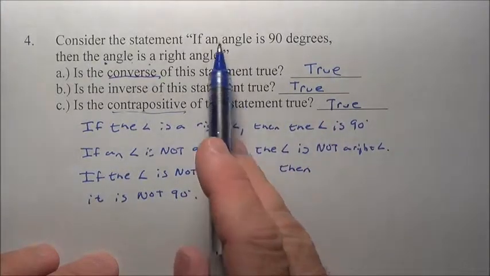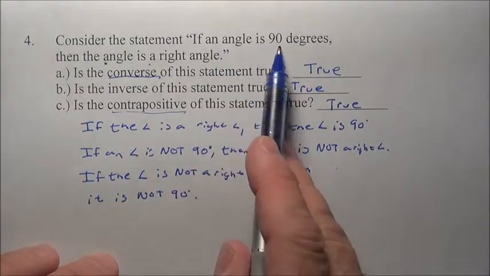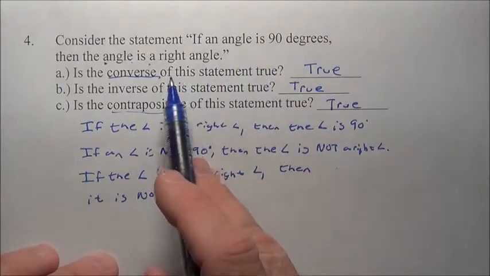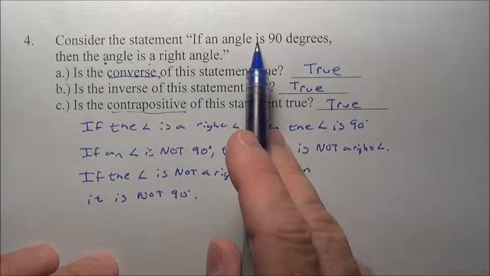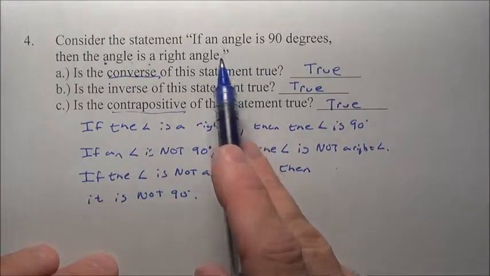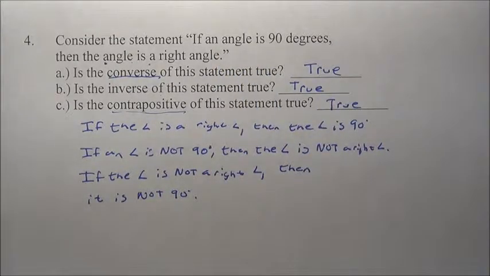Okay, we're going to come in and learn what this type of statement is, where when you do the converse, the inverse, and the contrapositive, they all end up being true. We're going to talk about that a little bit later on. But for this problem, problem 4, all three of the pieces are true.